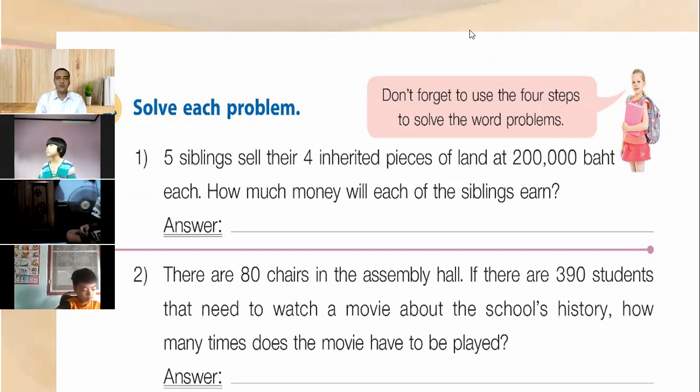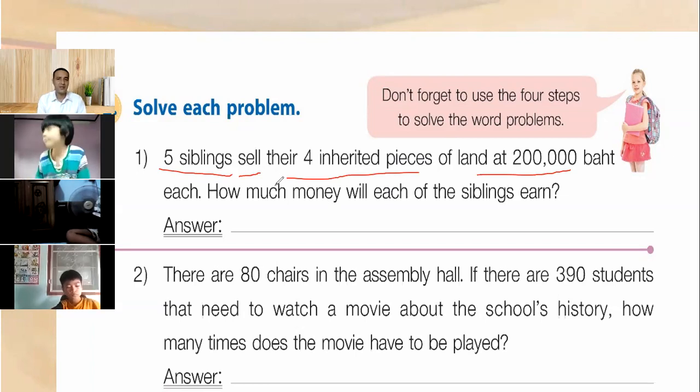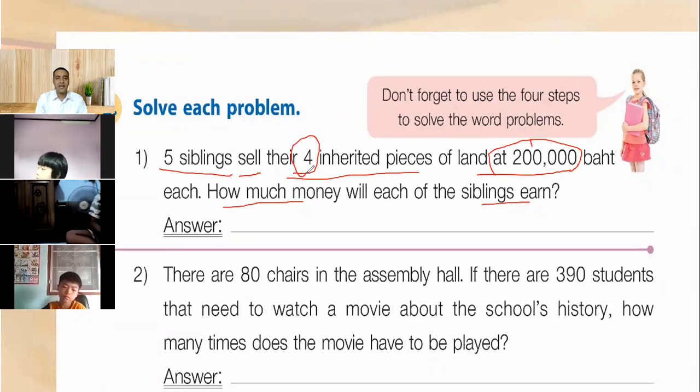So the information given to us is that there are five siblings, okay? And their four inherited pieces of land at 200,000 baht each. So they sell them, right? Now what do we have to find? We have to find how much money each sibling will earn. What is the price of each land? That is 200,000, okay? 200,000 is the price at which they sell each land. And how many inherited pieces do they have? They have four pieces, okay? And then they have to divide it among five, right? So how many siblings are they?